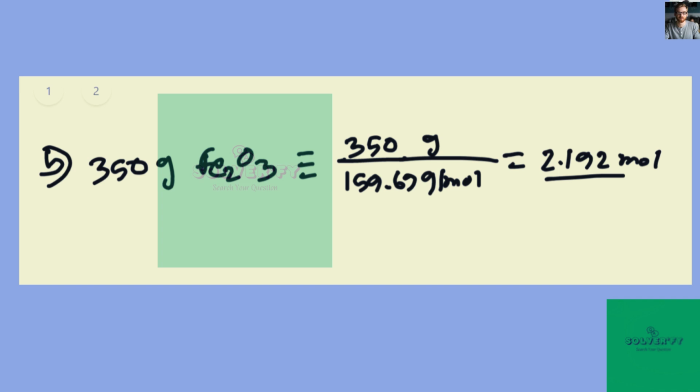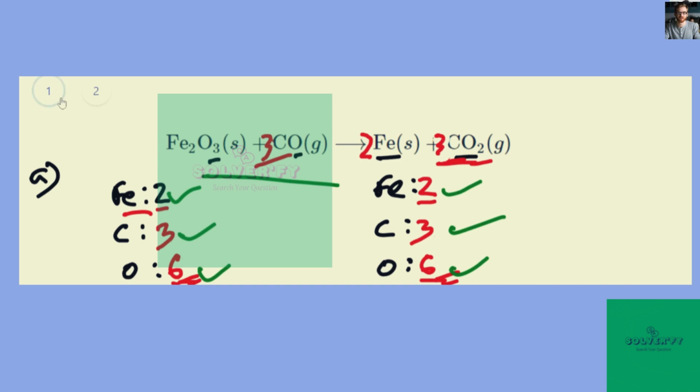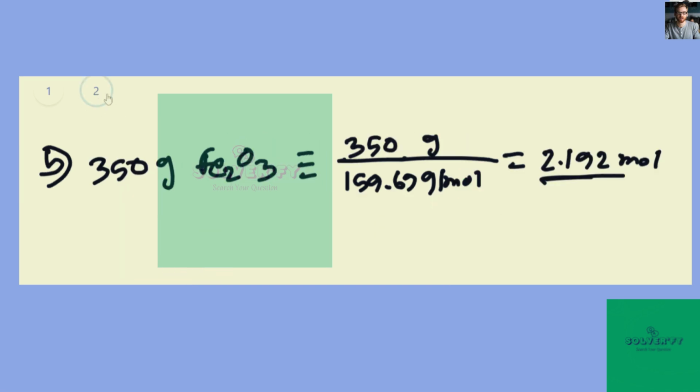Now we have to find out how many moles of CO will react with this many moles of Fe2O3, and from there we can find out the grams of CO that will react with this many grams of Fe2O3. So from the reaction equation, we can see that 1 mole of Fe2O3 will react with 3 moles of CO.